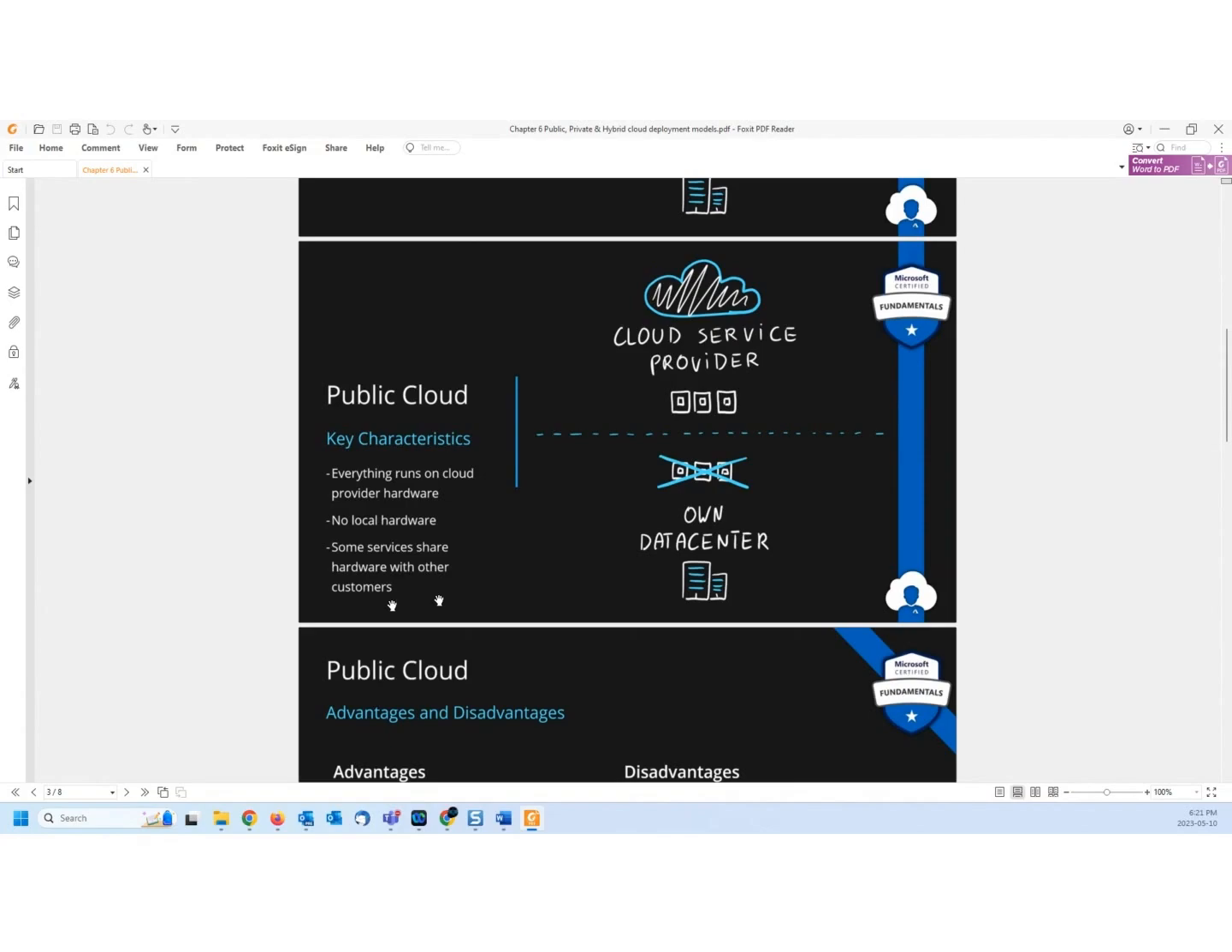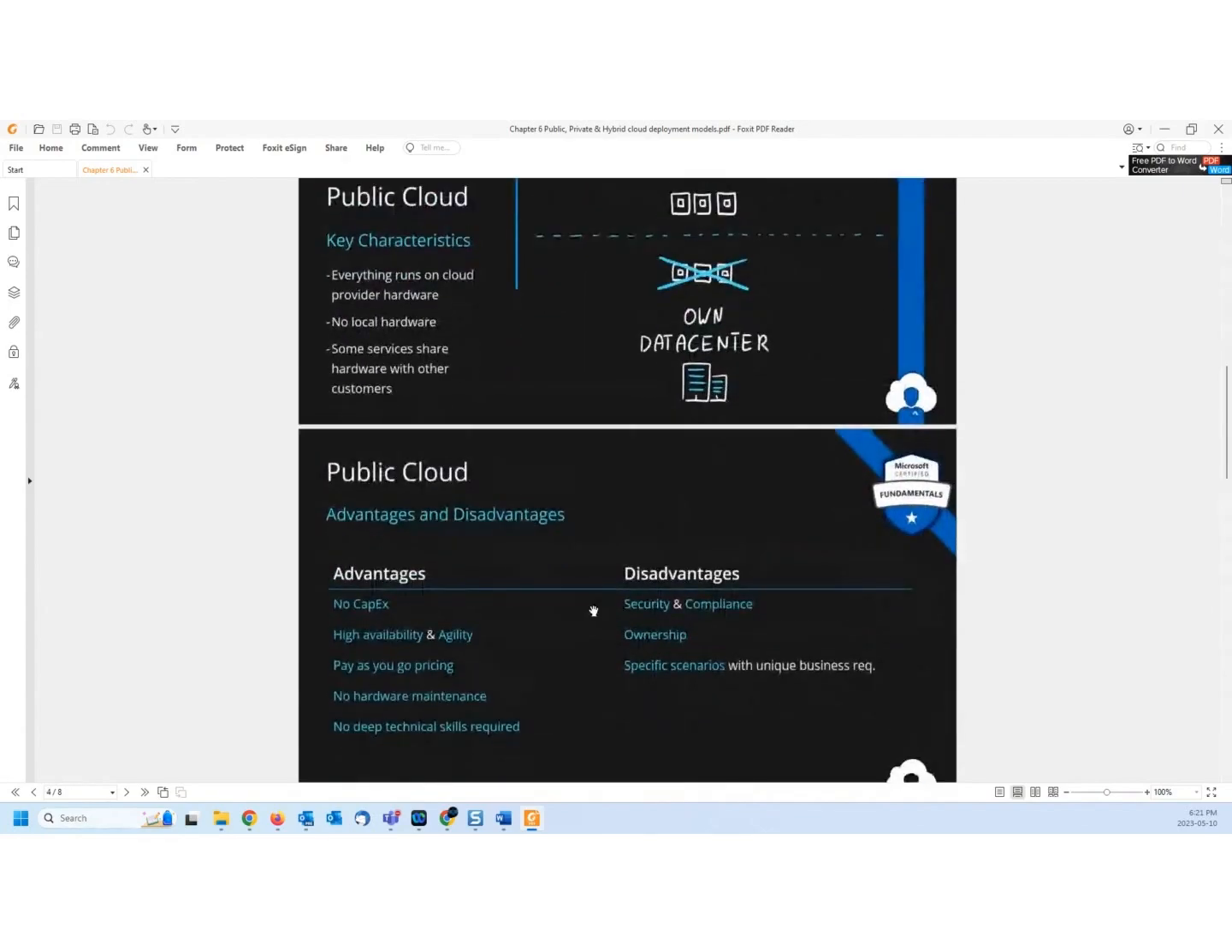There will be some stiffness coming from the old IT professionals and government organizations that don't want change that quick and don't want to jump the gun. And I can totally understand what their concerns are. Some services share the hardware with other customers.